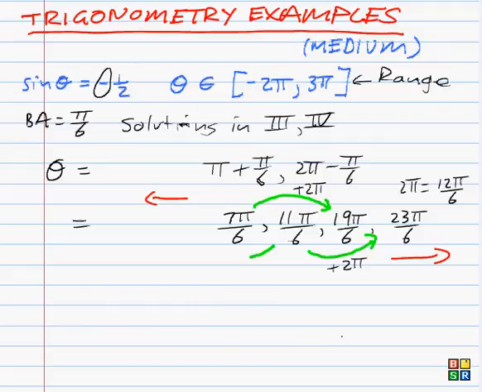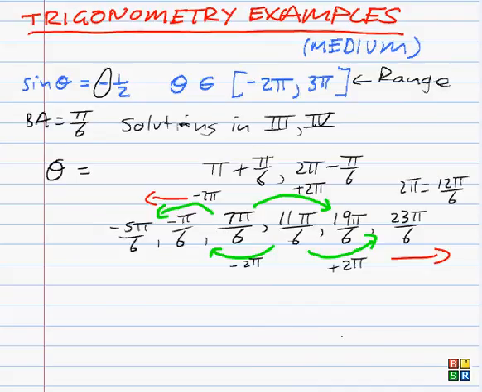We do this by subtracting 2 pi. If we subtract 2 pi from 11 pi on 6, we're doing 11 pi on 6 minus 12 pi on 6, which is minus pi on 6. And if we subtract 2 pi from 7 pi on 6, 7 pi on 6 minus 12 pi on 6 is minus 5 pi on 6.